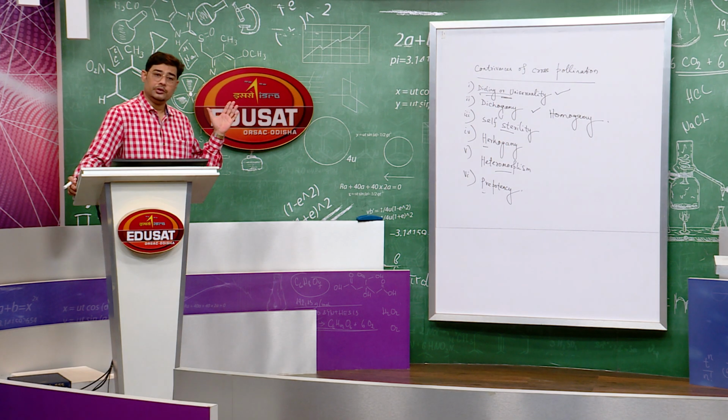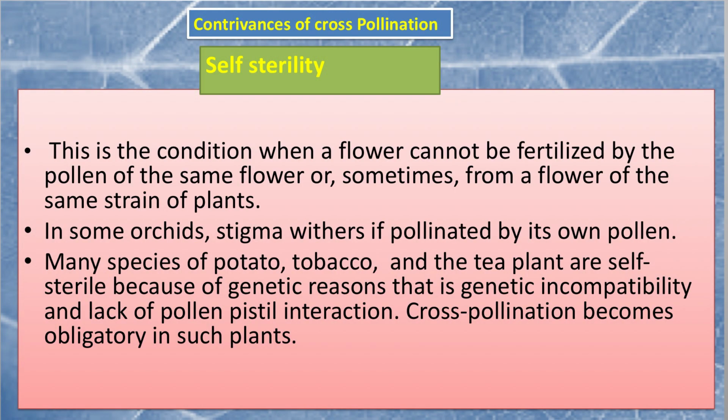So, next moving to the third one, that is self sterility. This is a condition when the flower cannot be fertilized by the pollen of the same flower, or sometimes of the flower of the same strain, same variety of plants.